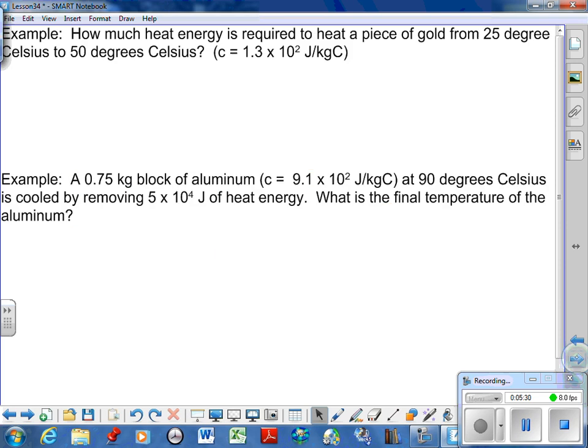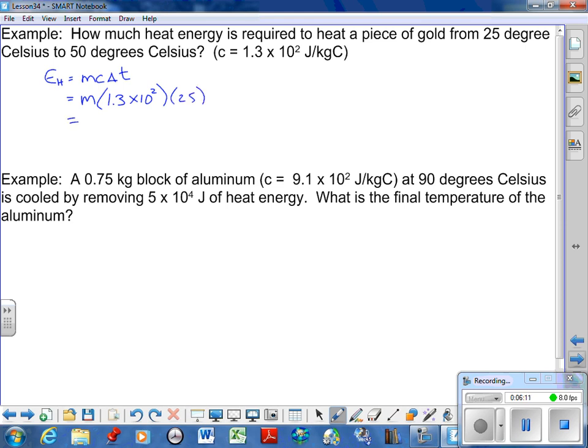So let's do a couple of examples here. How much heat energy is required to heat a piece of gold from 25 degrees Celsius to 50 degrees Celsius? So we're talking about heat energy here, so we have our EH equals MC delta T. We're looking for how much heat energy is required for a piece of gold, so we don't know the mass. I'm going to leave it as M. Specific heat capacity is given, that's joules per kilogram Celsius, and the delta T is 25 degrees.